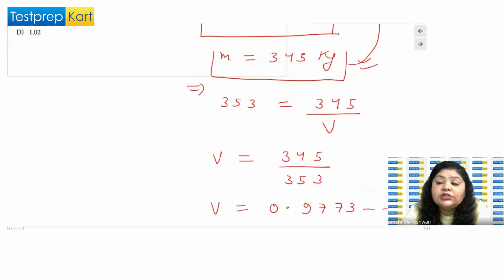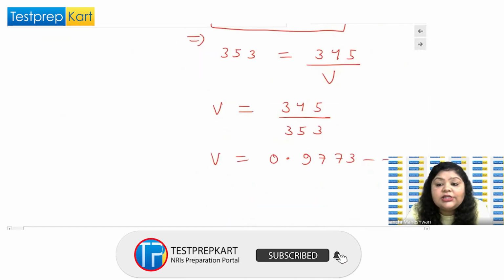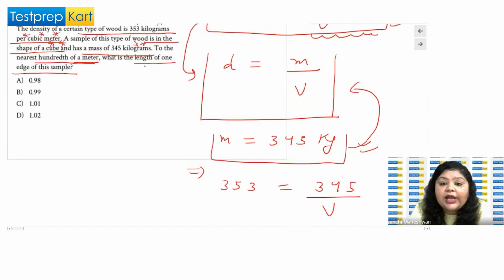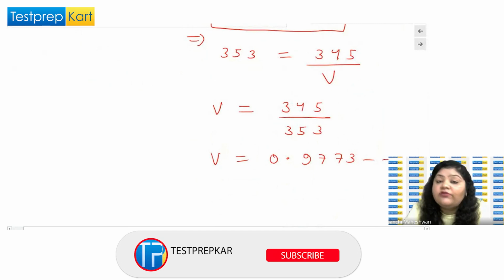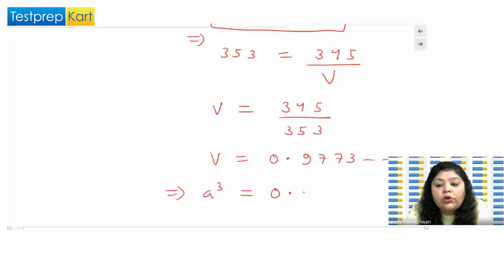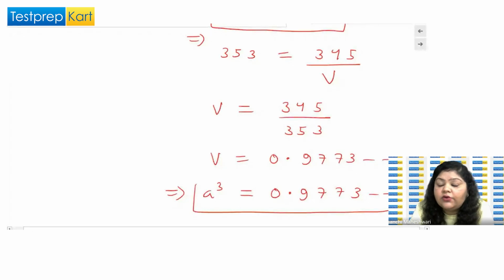Now have a look. This sample is in the shape of a cube, so can't I say that this is the volume of the cube? If I assume the side length of the cube as a, and the question is asking for that, then if the volume of the cube is this and the side length is a, this is the value of a cube. That a cube would also be 0.9773 and so on. Because volume of a cube is each of its sides of the same length, length into width into height. So obviously the side length is a, so this is the value of a cube.